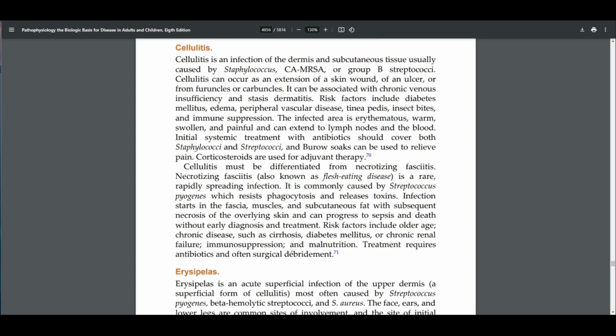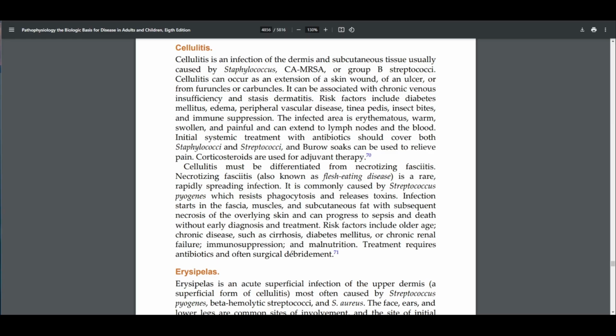Cellulitis. Cellulitis is an infection of the dermis and subcutaneous tissue, usually caused by Staphylococcus, CA-MRSA, or group B streptococci. Cellulitis can occur as an extension of a skin wound, of an ulcer, or from furuncles or carbuncles. It can be associated with chronic venous insufficiency and stasis dermatitis. Risk factors include diabetes mellitus, edema, peripheral vascular disease, tinea pedis, insect bites, and immune suppression.